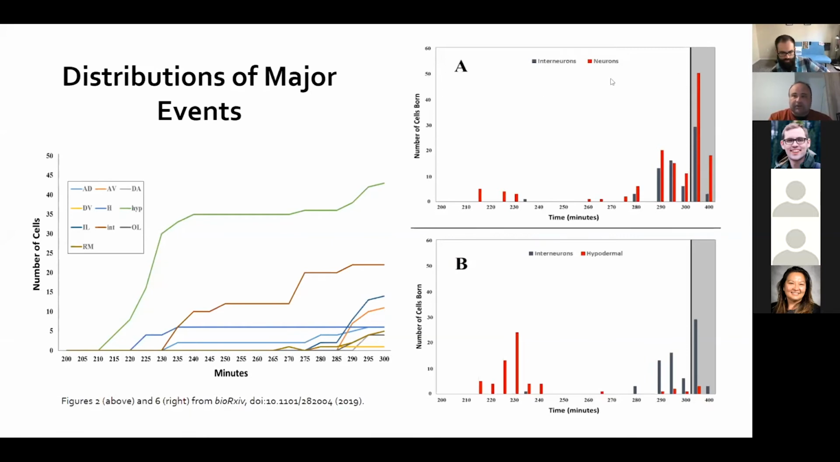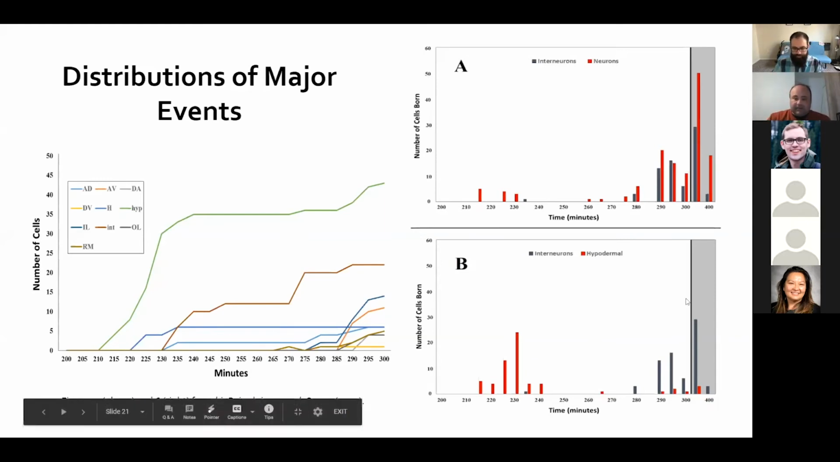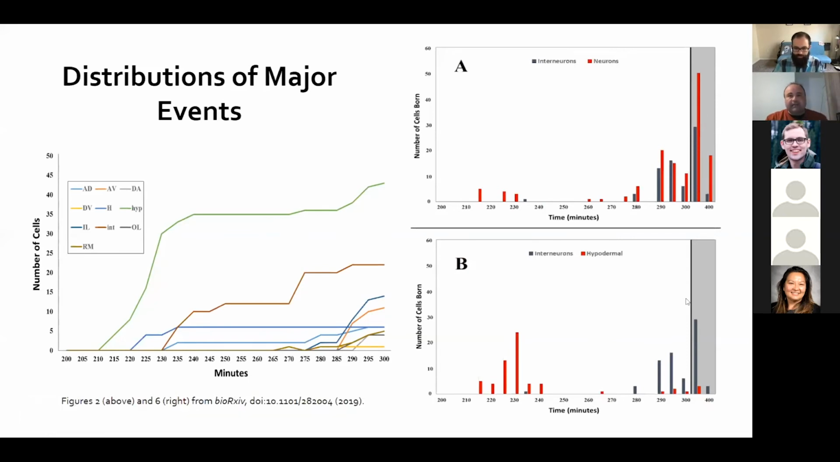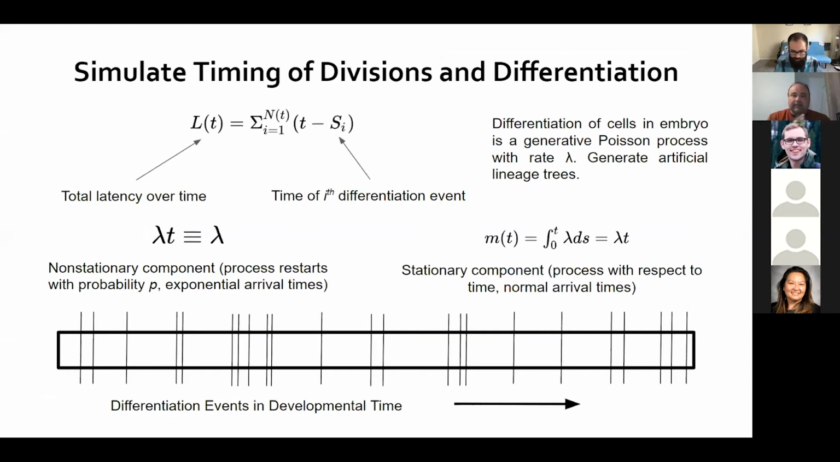And we can look at these distributions and compare them between cell types. So between interneurons and neurons, interneurons and hypodermal cells. So we can look at the distributions of those in development. And then not only can we say things about that, but we can work towards simulating these in a generic embryo.